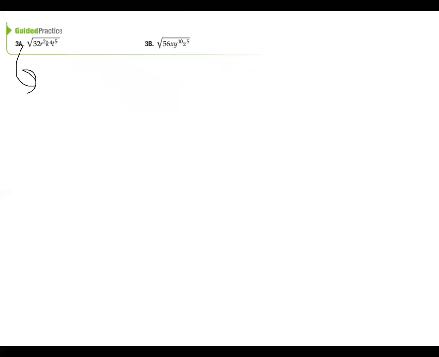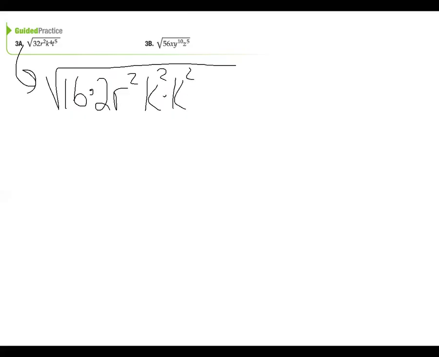So 32, you could think of this whole thing. This is how I like to do them. I like to think of 32 as 16 times 2, because that's the largest perfect square factor that I can get. And r is r squared. K to the fourth is k squared times k squared. And t to the fifth is t squared times t squared times t. So the square root of 16 gives you 4. Square root of 2. R squared gives you just r.